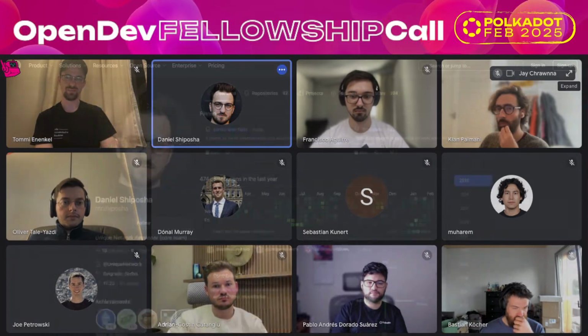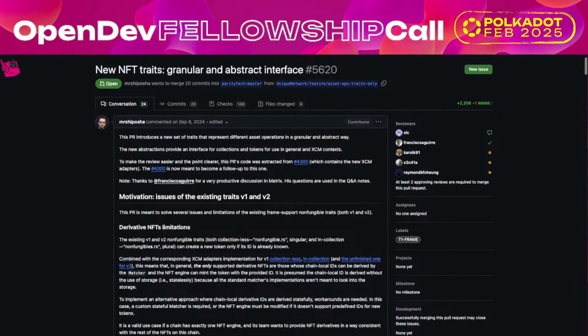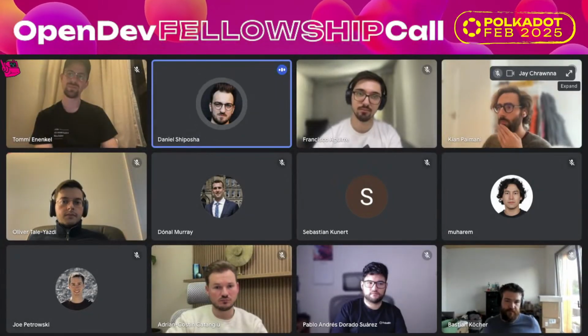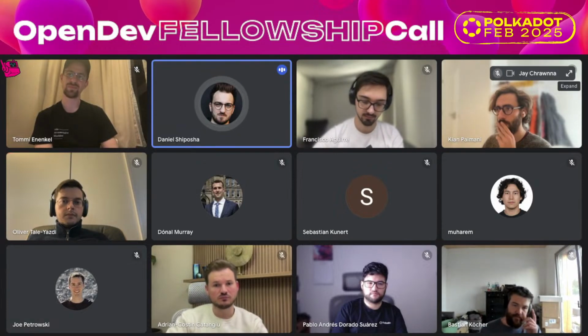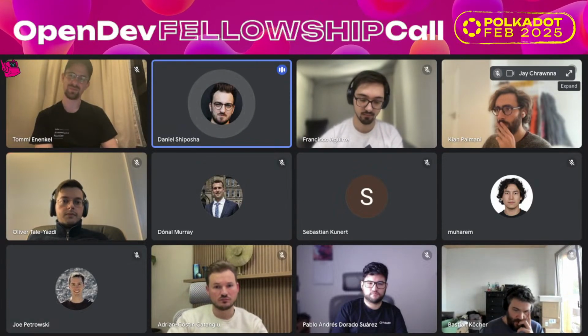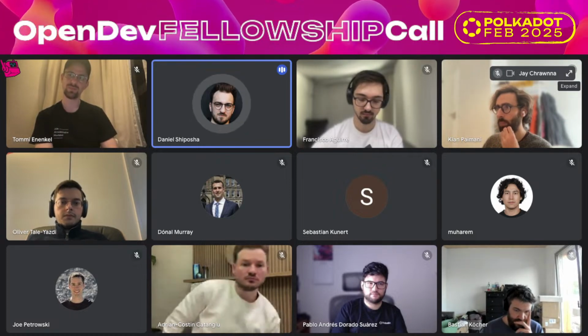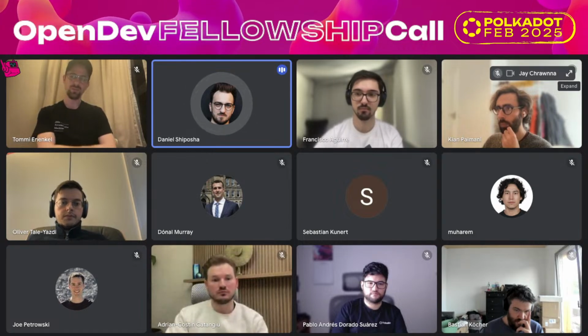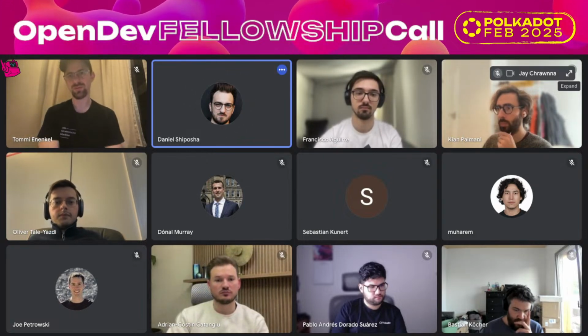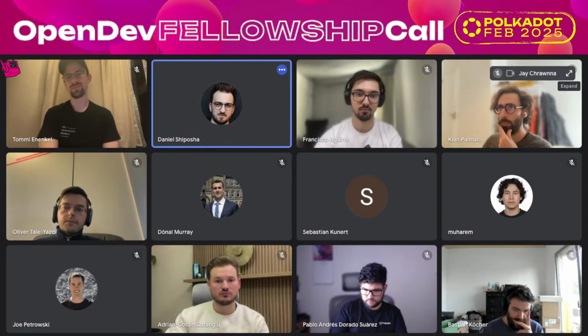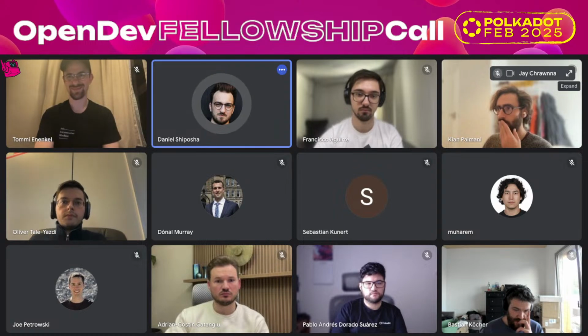So everyone who has some NFT solution on their chain, whatever it is, Pallet NFTs, Pallet Uniques, ORML NFTs, Ventus NFTs, or some smart contract stuff, they can glue that thing to XCM. So this PR describes the general interface that is granular enough to be glued to virtually any NFT solution. At least that was the goal.